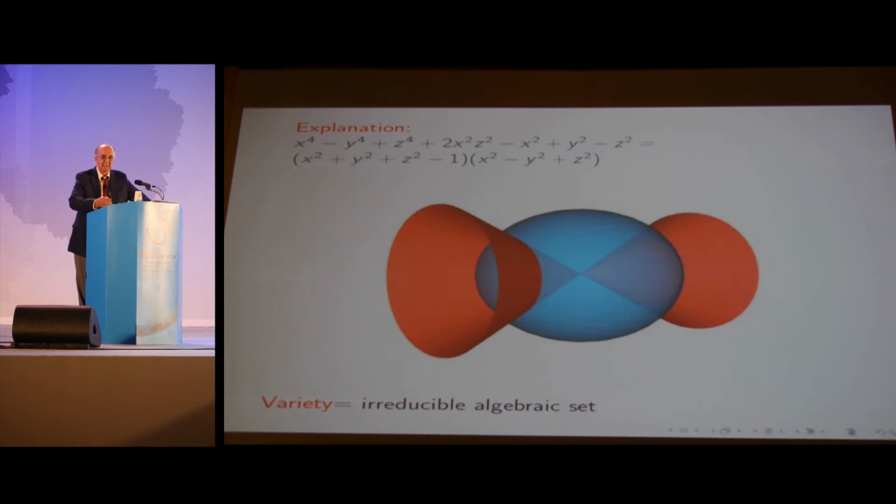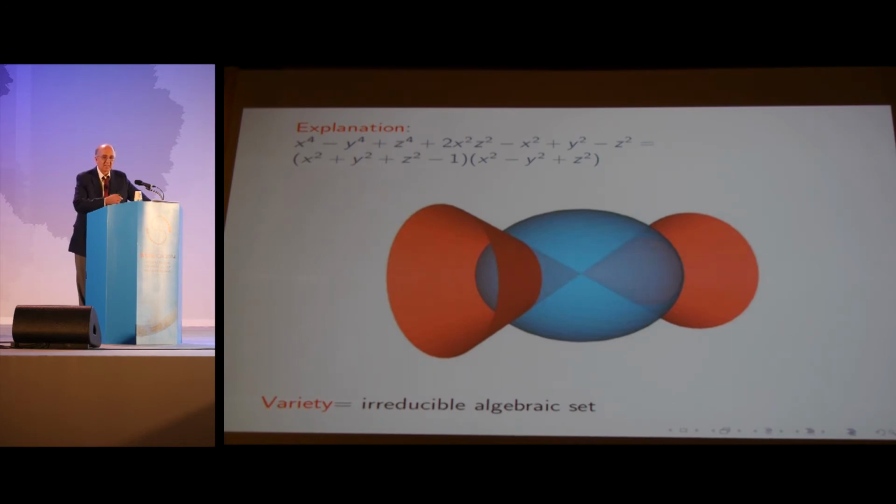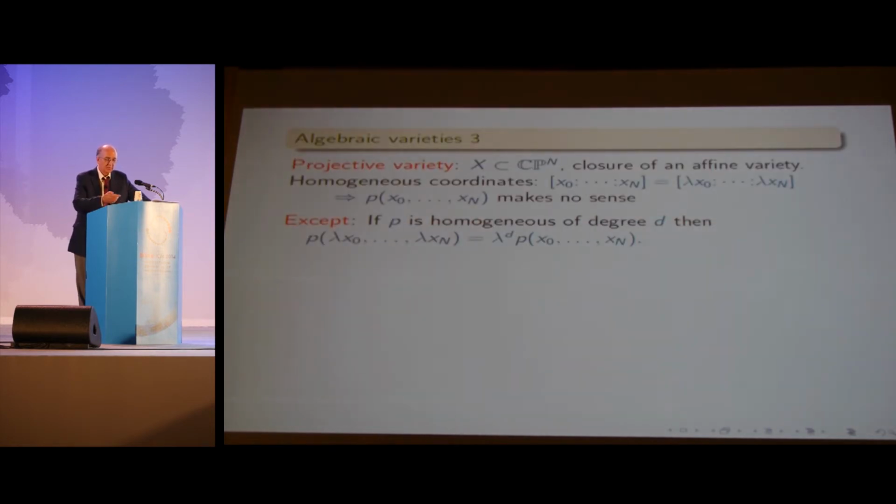And so when I say variety, you should think of it as an algebraic set that cannot be decomposed any further. These are really the basic building blocks. Now, these varieties are not compact. If you look at the previous picture, there was the sphere and the cone. The cone is clearly not compact, but in fact, the complex sphere is also not compact. Again, the real picture is misleading, but to compactify algebraic varieties, we have to introduce the complex projective space that was already mentioned in the lecture of Professor Huang.